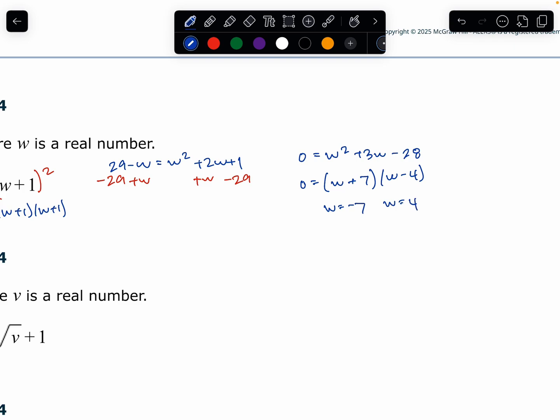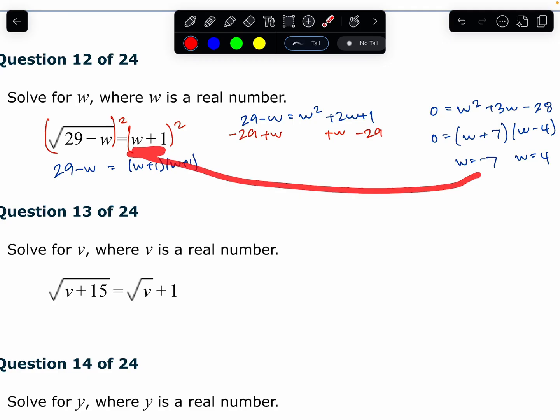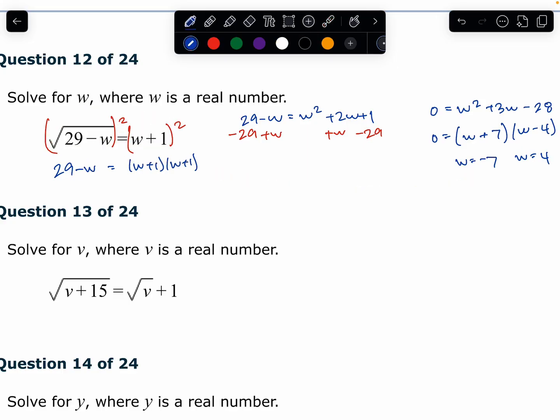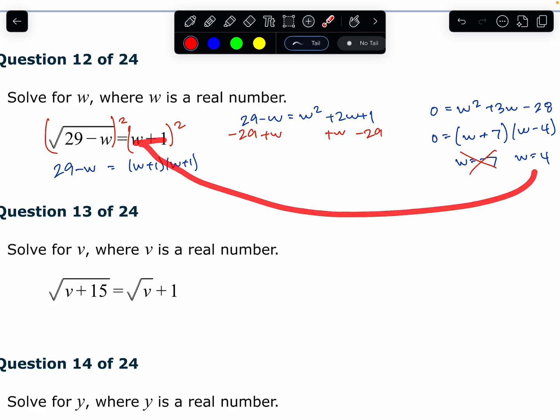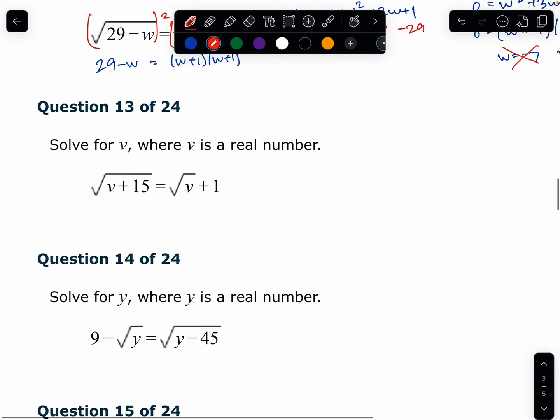Now we just need to check these. So if I plug in -7 on this side, I'll get -7 plus 1, which will give me -8. And I don't want this side to be negative because the other side's a radical. So this is an extraneous solution. If I plug in 4 right here, I get 4 plus 1. That gives me a positive number, so that one should be just fine. All right, for 13.